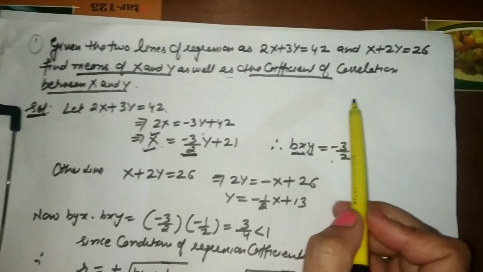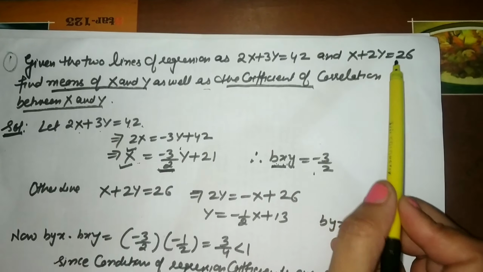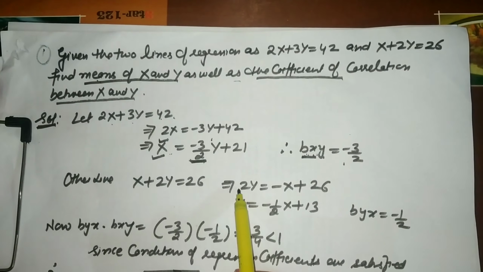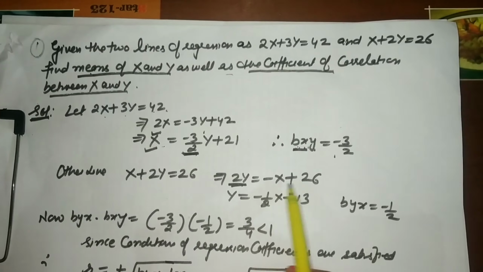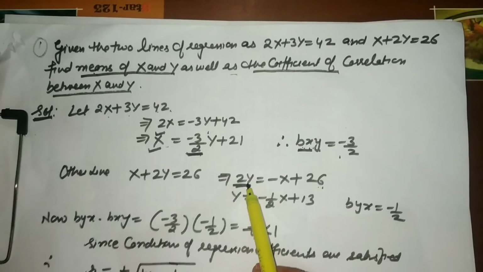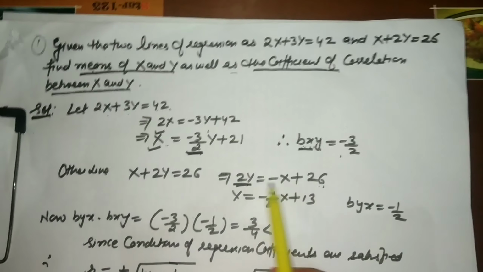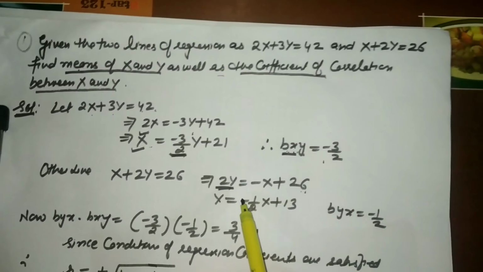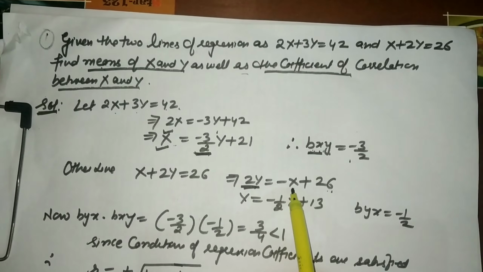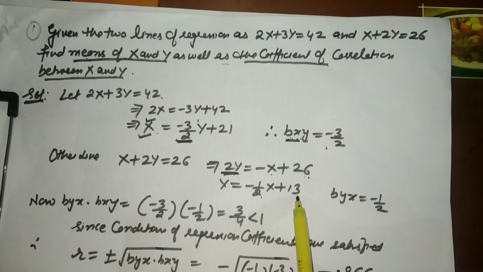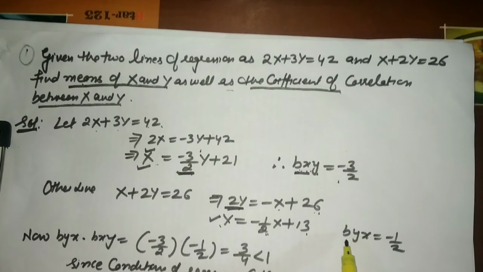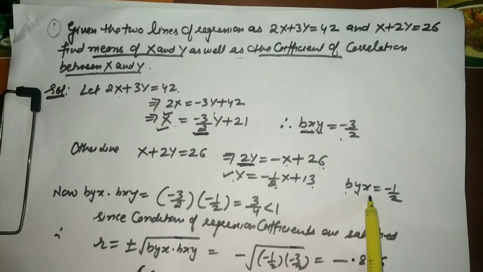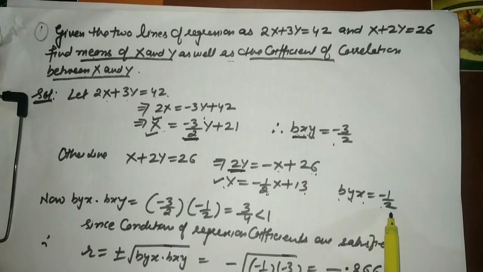And second line is given x plus 2y is equal to 26. So I have kept here on the left hand side 2y. 2y I kept on this side, x I replaced on the other side. So I took out y, both sides I have divided with 2. So y is equal to minus 1 by 2 x plus 13. So this means y has come, y in the form of x. So regression coefficient byx is equal to minus 1 by 2.